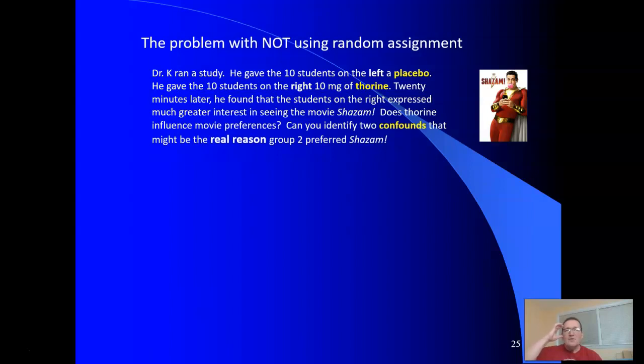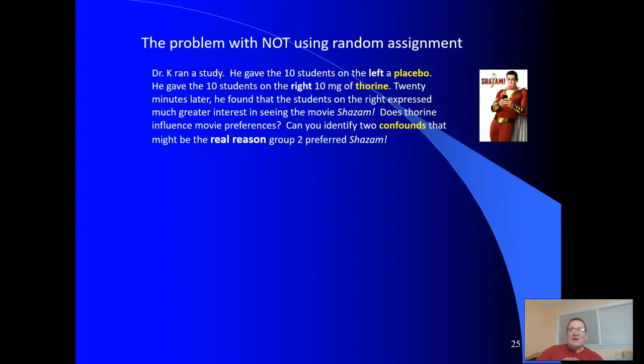I'm going to show you here the problem with not using random assignment. It's a wacky, fun example that I came up with about, must have been 2 years ago after the movie Shazam came out. I thought it was a really fun movie. I went to see it with my son, who was about 15 at the time. And so let's imagine Dr. K works for a movie studio.